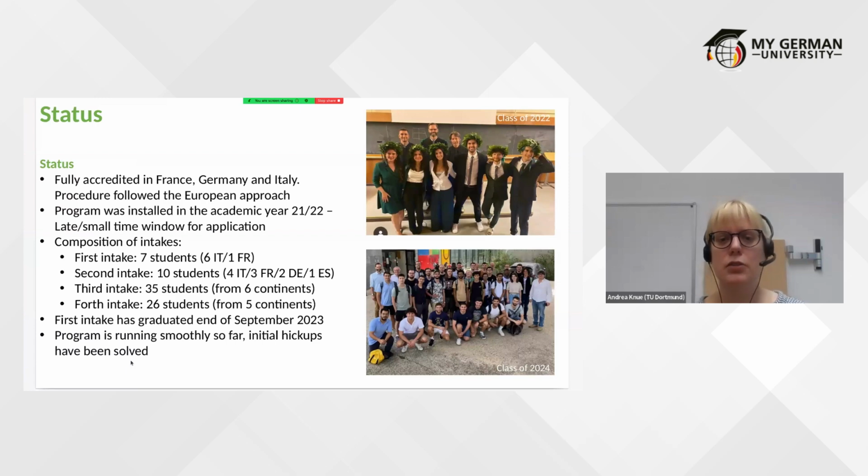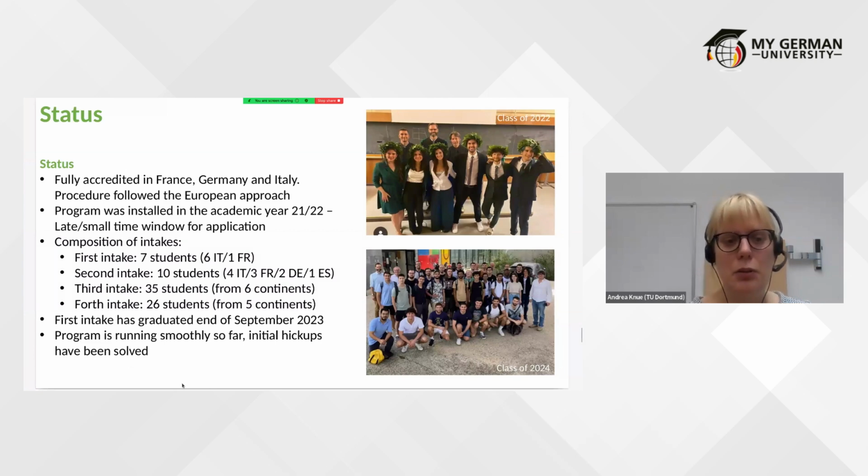The program was installed already in 21-22, but this was too small a time window for the application. So far we have 4 different student intakes. The first intake, where we still didn't have the funding, was 7 students, 6 from Italy, 1 from France. Then in the second intake, we had 10, 4 from Italy, 3 from France, 2 from Germany, and 1 from Spain. And the third intake, which was the first time where we had the stipend, we have 35 students from 6 continents. And in the fourth intake, we have 26 students from 5 continents.